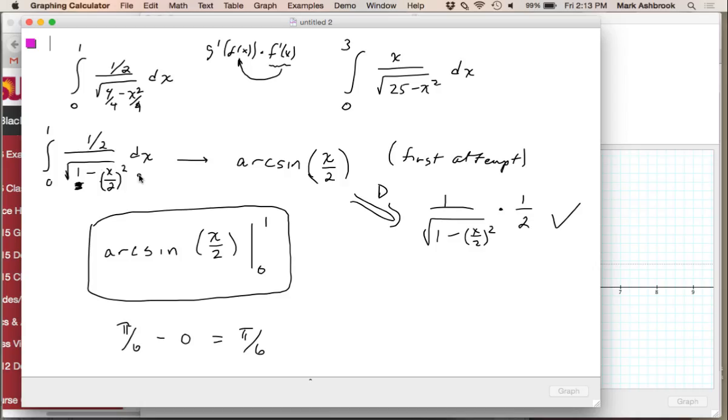Other questions? Okay, so then for this one, this last one is indeed the undoing of the chain rule.